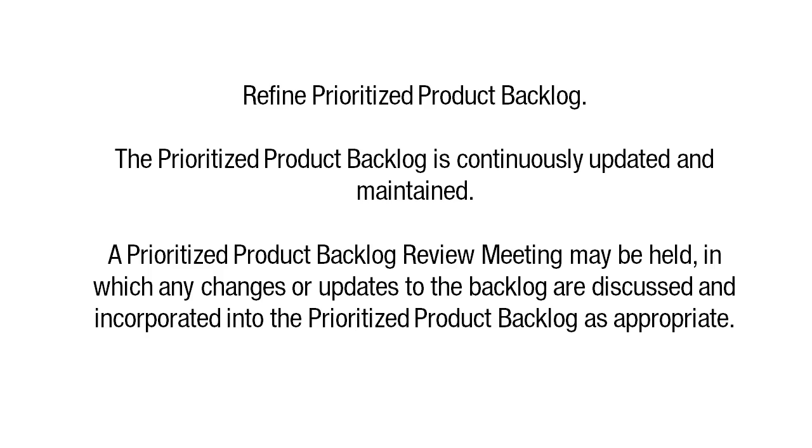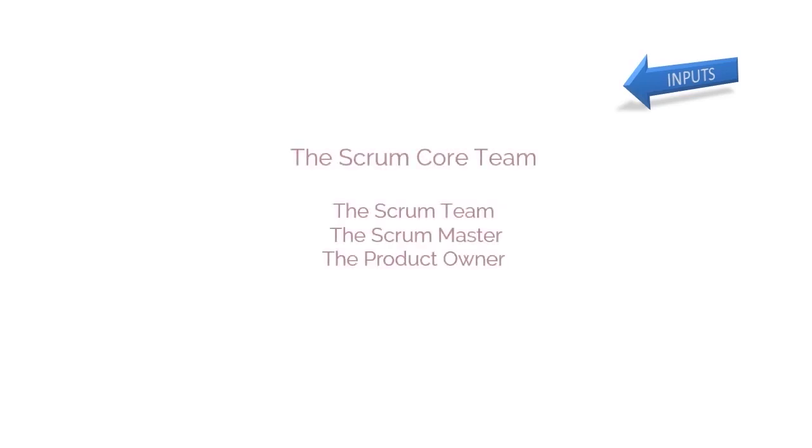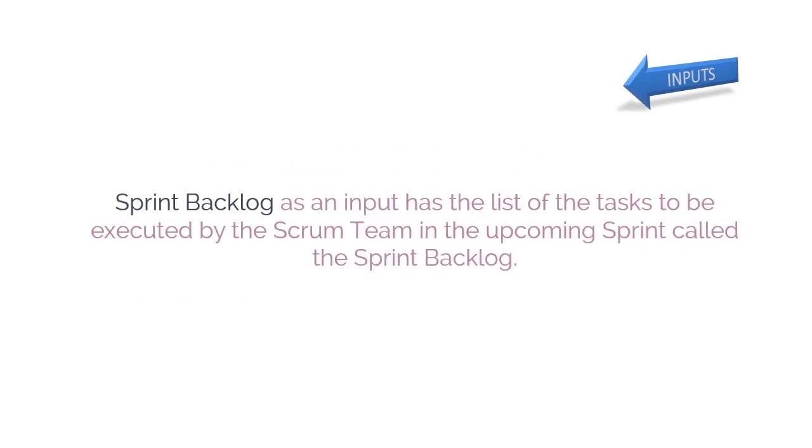We are starting with the process Create Deliverables. Here, we will be learning about the inputs, tools, and outputs involved in creating the deliverables. The first source of input is none other than the Scrum core team itself. It, as an input, consists of the Scrum team, the Scrum Master, and the product owner. Sprint Backlog as an input has the list of the tasks to be executed by the Scrum team in the upcoming sprint.